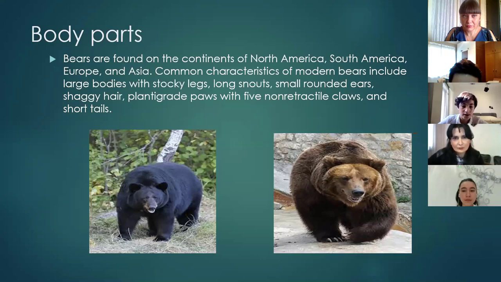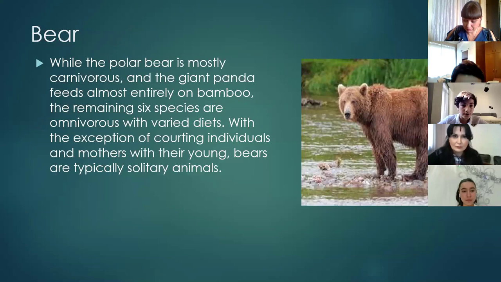While the polar bear is mostly carnivorous and the giant panda feeds almost entirely on bamboo, the remaining species are omnivorous with varied diets. With the exception of courting individuals and mothers with their young, bears are typically solitary animals.